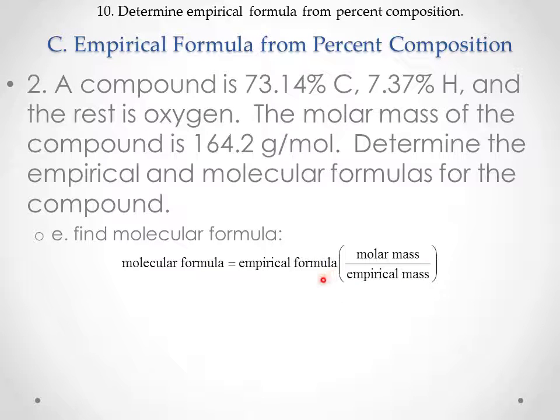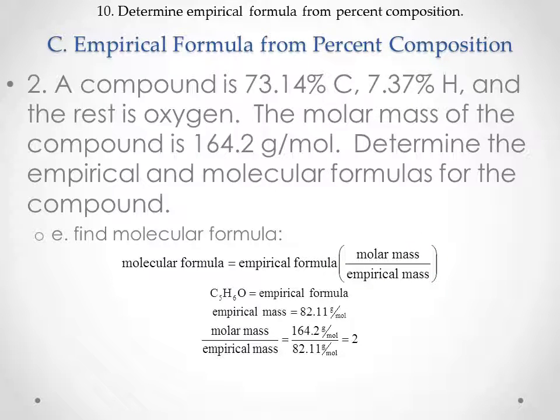The empirical mass, that is simply the molar mass of the empirical formula. That's all that is. So our empirical formula from before is C5H6O. So we just want to calculate the molar mass of that formula there. And if you do that, that would give you 82.11. Now we're going to find this ratio of the molar mass divided by the empirical mass. So I'm going to take my molar mass, which is given to me, 164.2 grams per mole. I'm going to divide it by my empirical mass. And in this case, I get 2. Now when you plug this in your calculator, it's not going to be exactly 2.